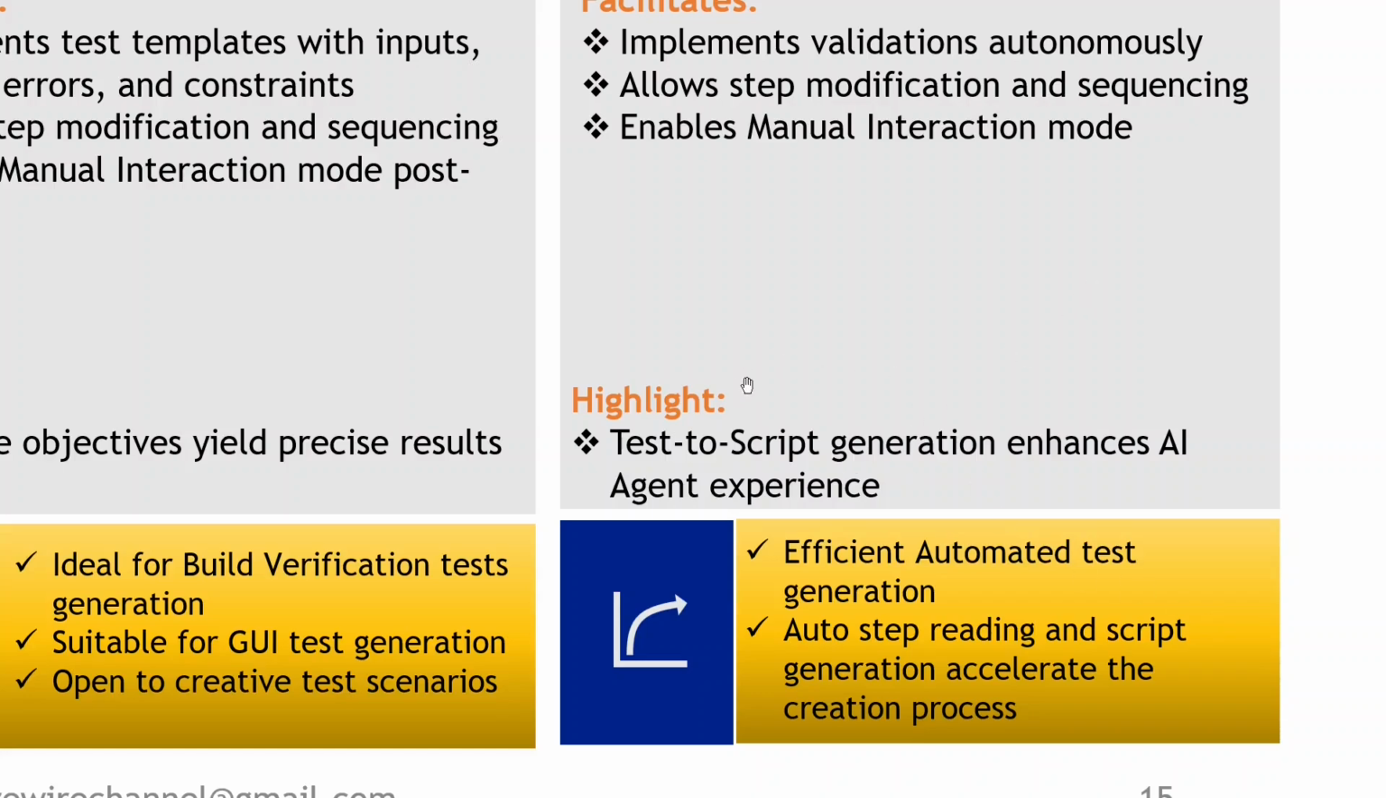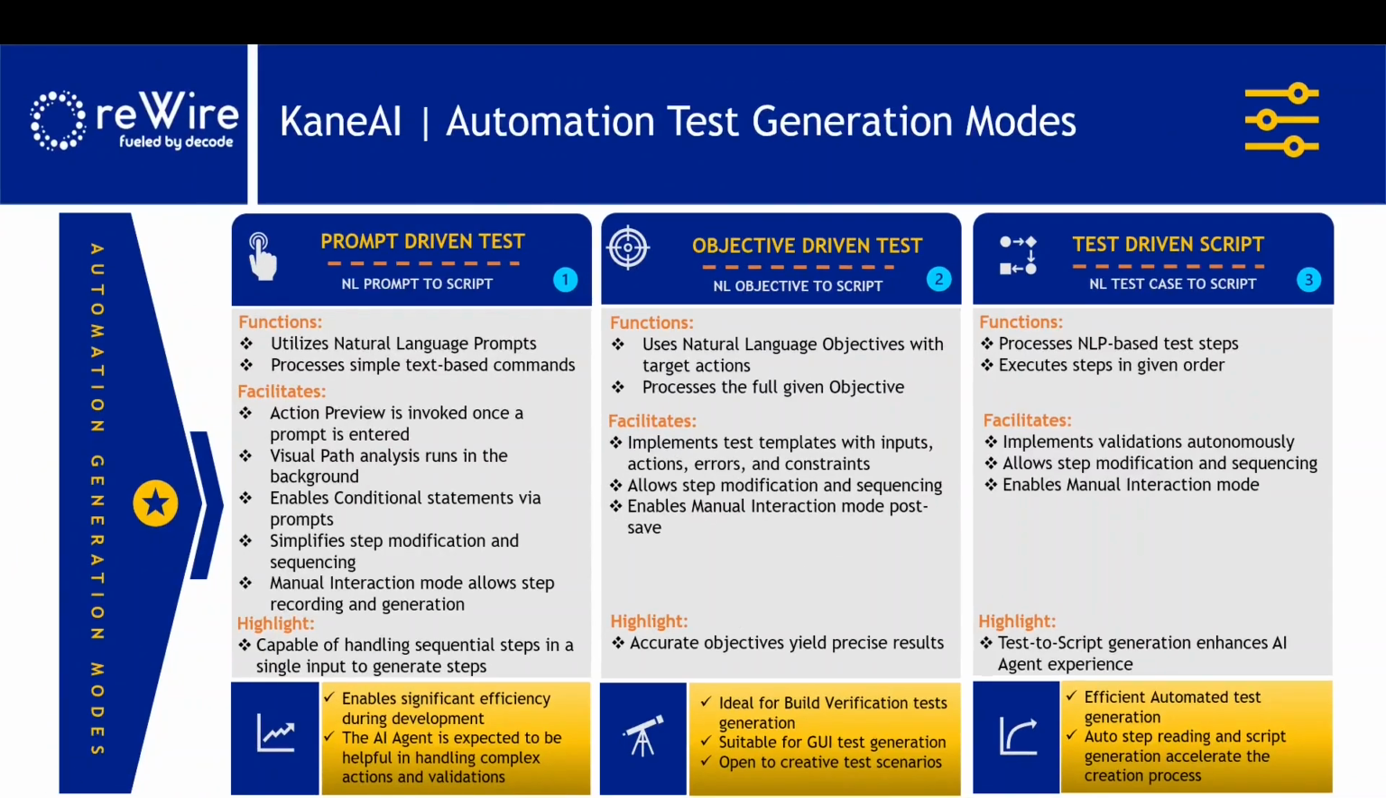So these are the three modes that I have from Kane AI, the test agent. In the next three sessions, I'm going to give a demo on one example, so that you can understand where I'm going and what we are going to achieve. That's all I have on the automation test generation modes from Kane AI, and I'll catch you in the next session. Thank you.